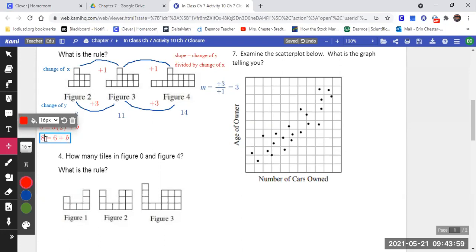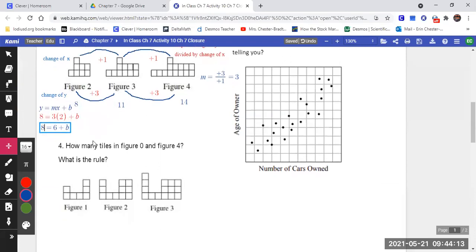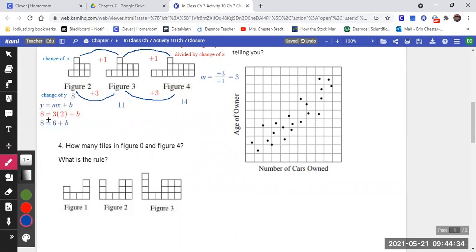Okay, I need to get B by itself. I need to get rid of what's with the B that shouldn't be there. How am I going to do that? What needs to go? It's on the same side as the B, but it's not a B. So we're doing our balance beam right now. What needs to go? Subtract 6 from both sides, yeah. If I subtract 6 from both sides, what does it tell me the B is worth?